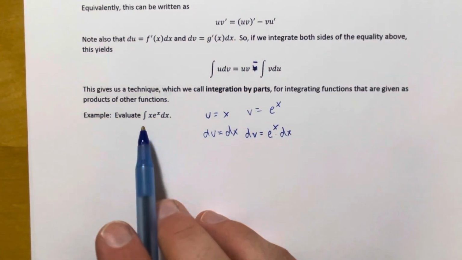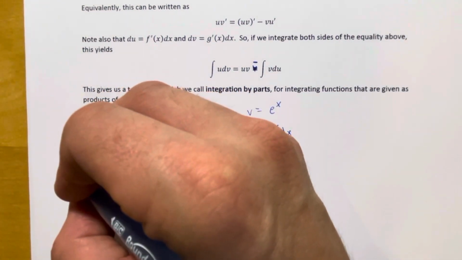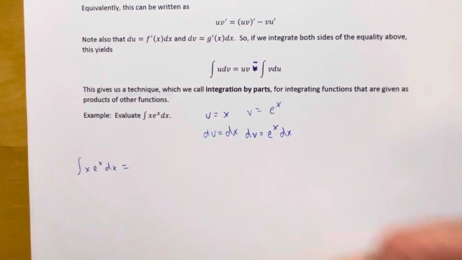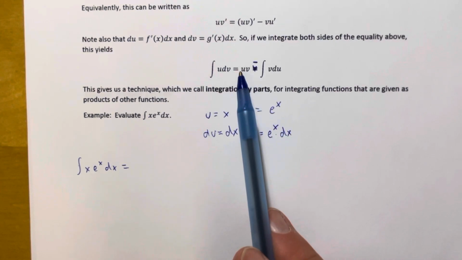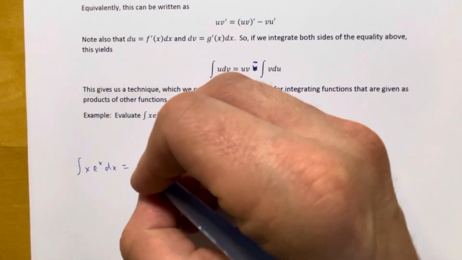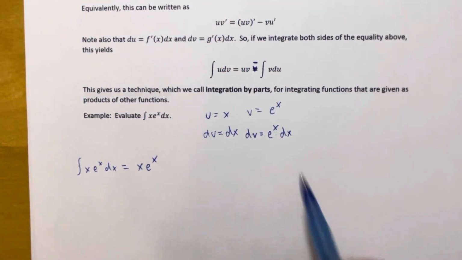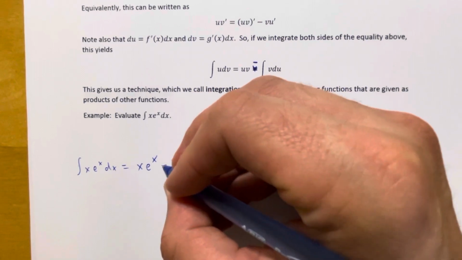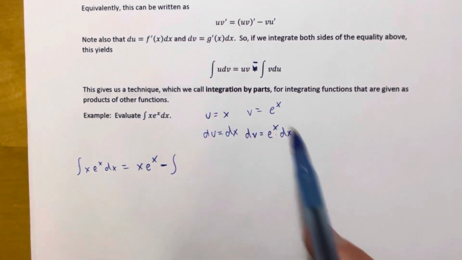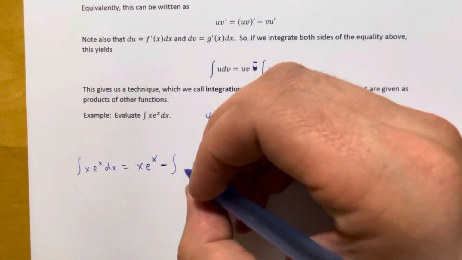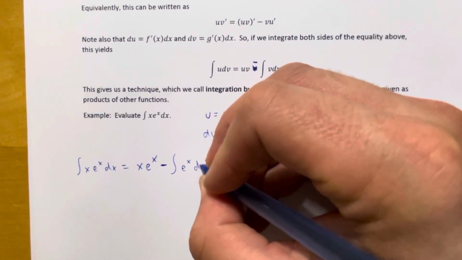Okay, so now if I want to evaluate this integral here, the integral of x e to the x dx, using integration by parts, the first expression I should be writing down is uv, which in this case looks like x e to the x. Okay, minus, so that was my typo before. I put an equals instead of a minus, but it should be a minus v du. v is e to the x, du is just dx. So this becomes e to the x dx.